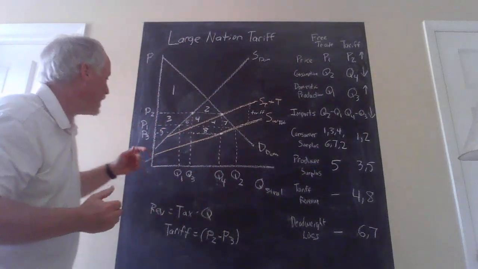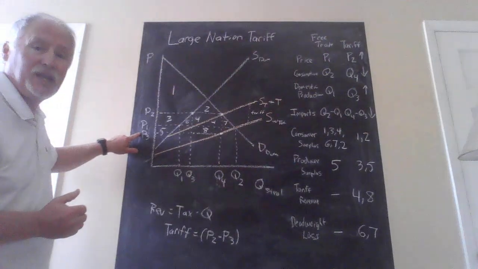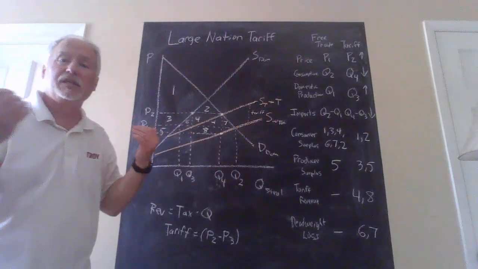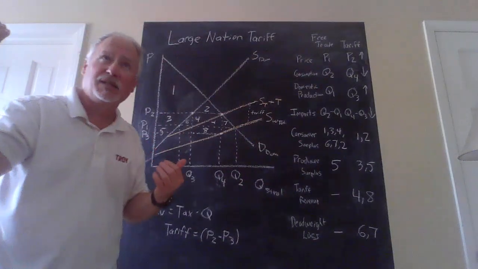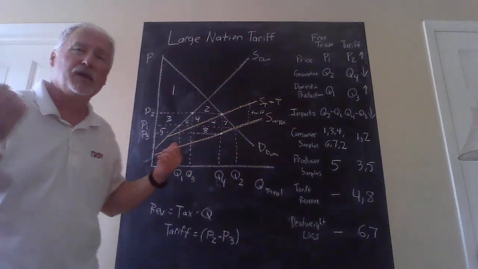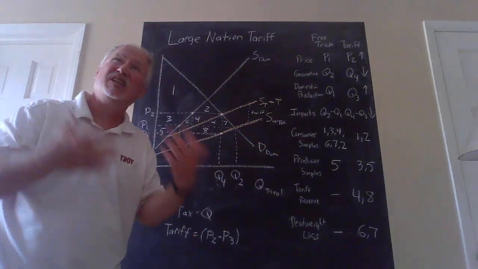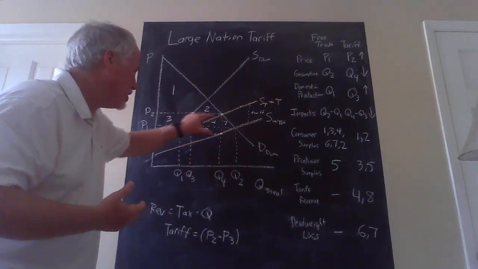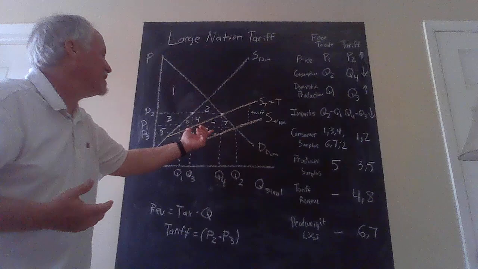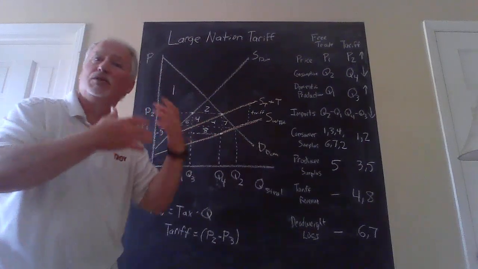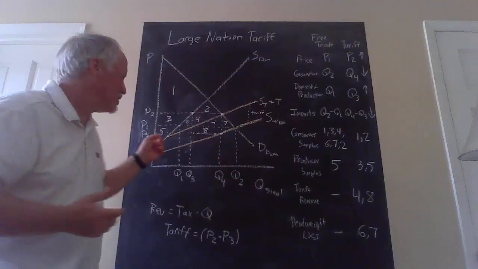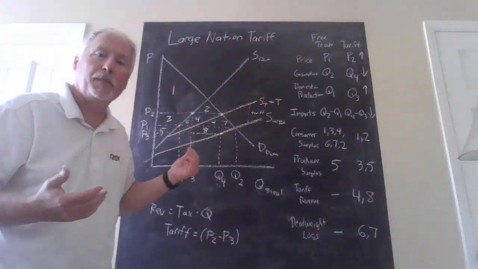The price in the rest of the world would actually now be P3, and then it would be P2 domestically, because the world price is P3 as opposed to P1. But then of course those imports of steel get taxed in the United States, or in this large nation, and so the imported steel sells for a price of P2 on the domestic market, but the world price of steel would be lower.